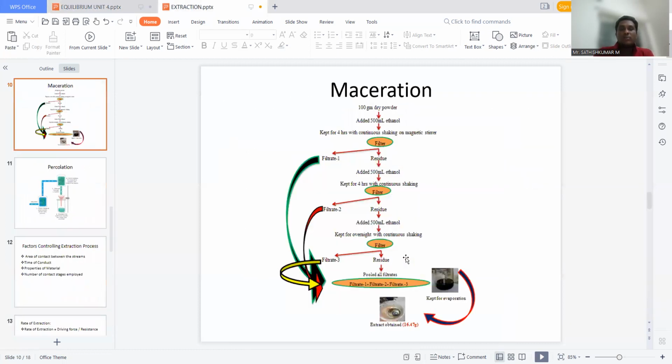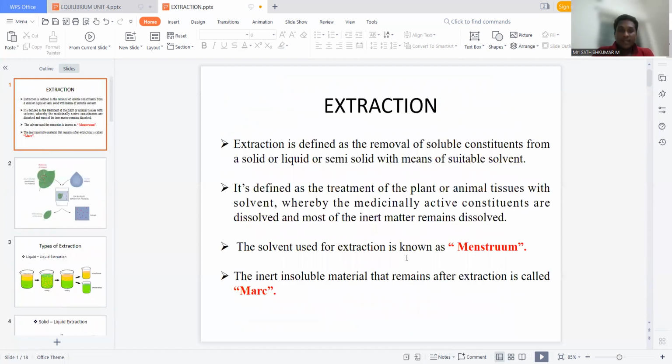Extraction is defined as the removal of soluble constituents from a solid, liquid or semi-solid by means of a suitable solvent. It is defined as the treatment of plant or animal tissues with a solvent whereby the medicinally active constituents are dissolved and most of the inert matter remains undissolved. The solvent used for extraction is known as menstruum. The inert insoluble material that remains after the extraction is called marc.